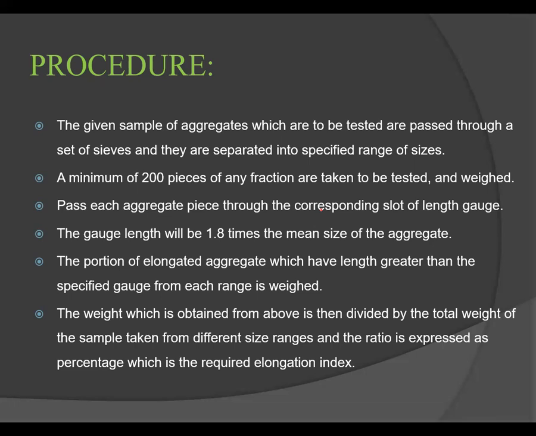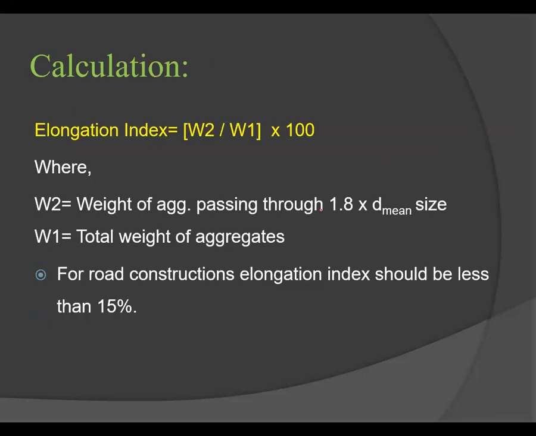How do we find this elongation index? There is a formula. Elongation index is equal to W2 divided by W1 multiplied by 100. Here W2 means the weight of aggregate retained on the length gauge, that is, aggregate whose length is greater than 1.8 times the least dimension. W1 is the total weight of aggregate, and from this calculation we get the elongation index. For road construction, the elongation index should be less than 15%.